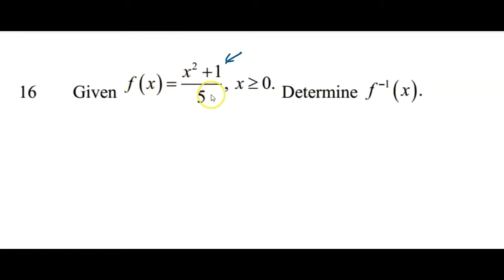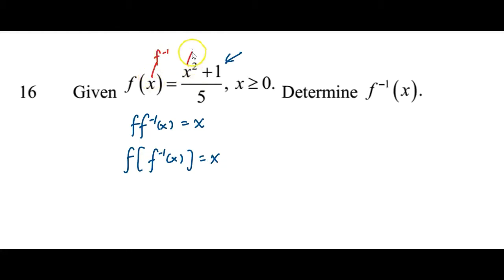For this example, we're going to find the inverse function of the quadratic function. To find the quadratic inverse function, I'm going to start from this equation, f of f inverse equals to x. Putting the f inverse in the bracket, we can see clearly that we are putting the f inverse into the x here. So now I can just replace this x by the f inverse, and we have to square it because this x is replaced by f inverse, and plus 1 over 5 equals to x.